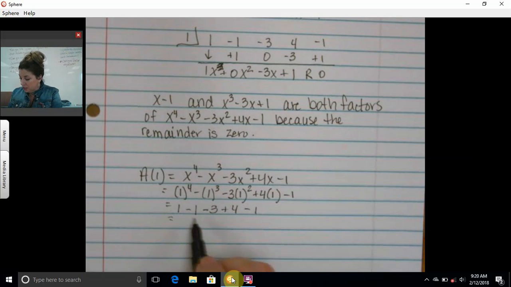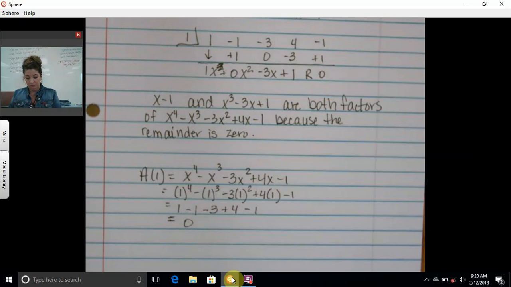So left to right, 1 minus 1 is 0. 0 minus 3 is negative 3. Negative 3 plus 4 is positive 1. 1 minus 1 is 0. Which is what we got when we did long division. So again, x minus 1 is a factor, and x cubed minus 3x plus 1 are also factors of the dividend.